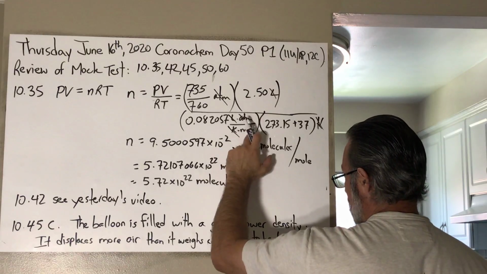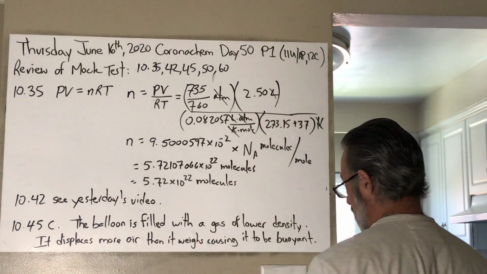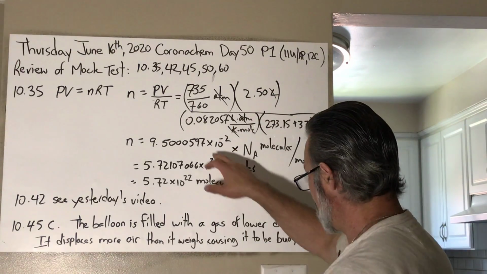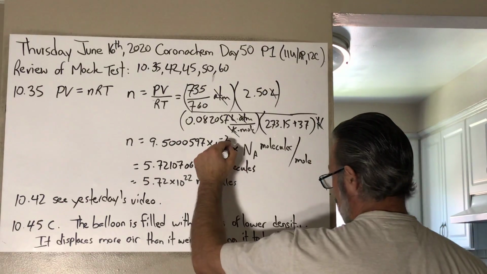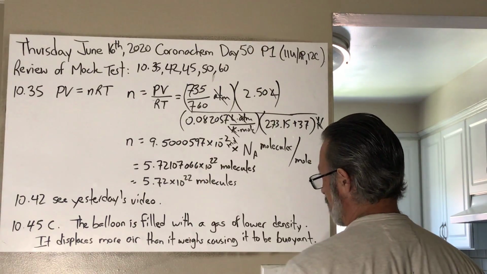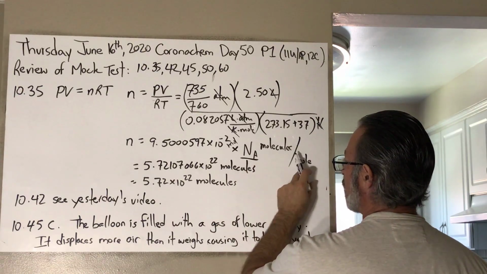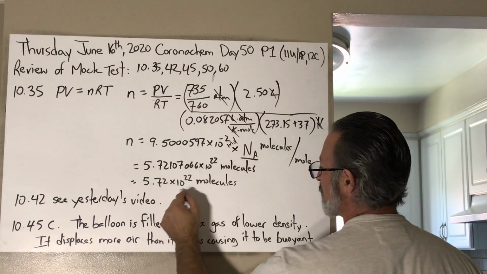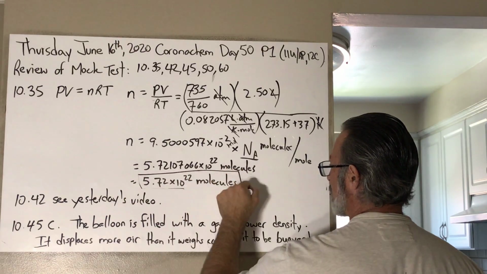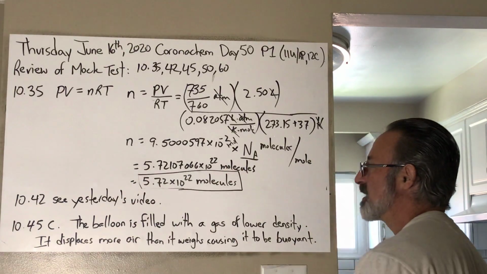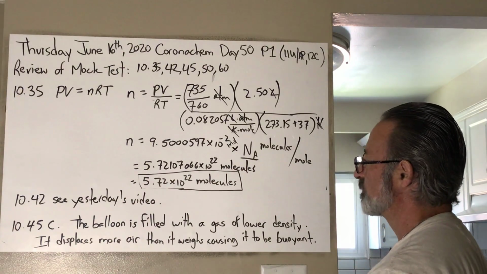This is in the denominator of a denominator, so it becomes a numerator. You have that many moles, forgot to put moles here, of air times an Avogadro's number of molecules per mole, which gives you that many molecules. After significant figures, you round it to 5.72 times 10 to the 22 molecules.